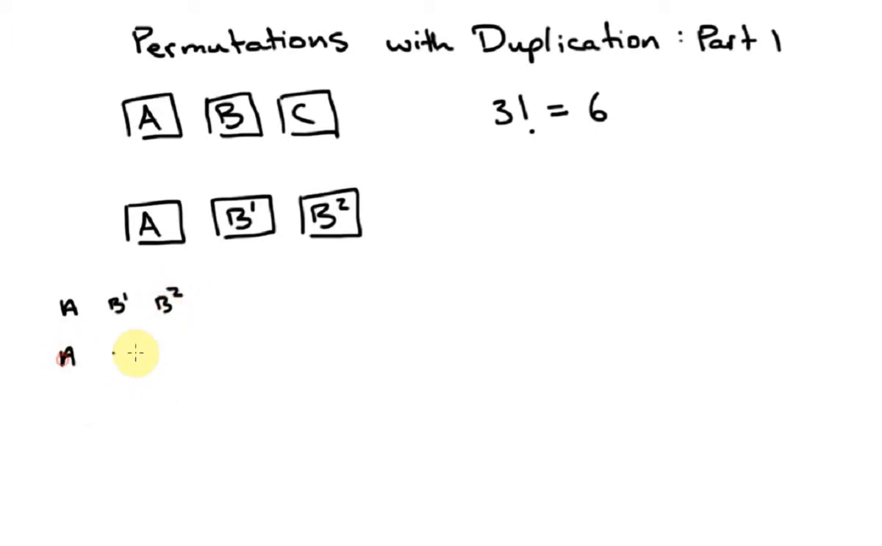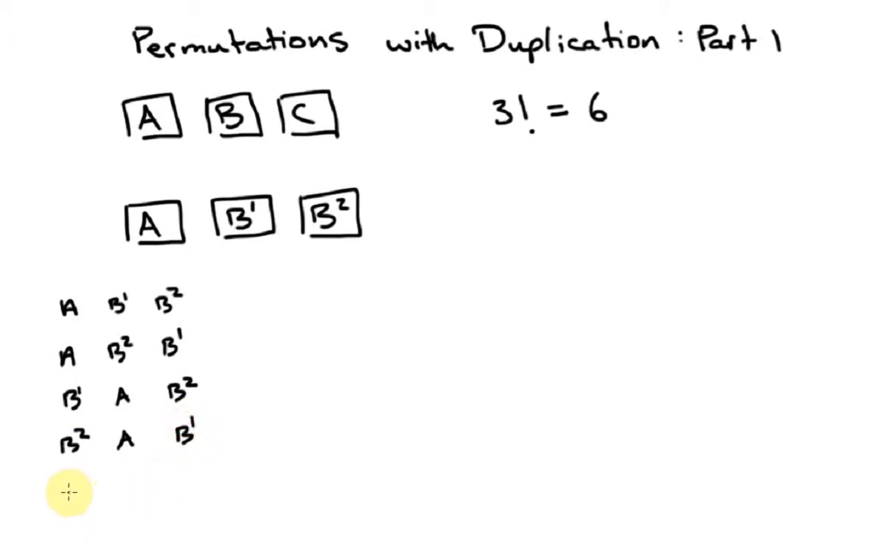Then another arrangement might look like this: B2 followed by B1. Now here's the problem. These look exactly the same. I could keep listing arrangements. I could go with, say, B1, then A, then B2. But then I could flip the two B's, right? And again, you can't tell these apart. They actually look the same.